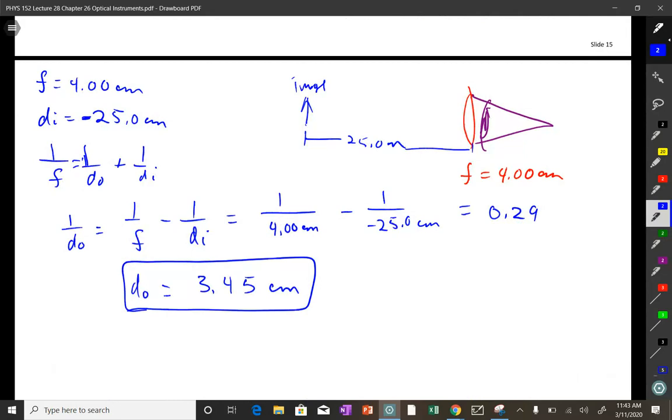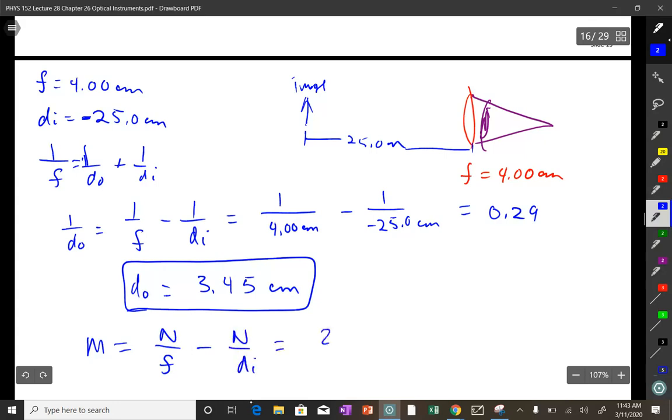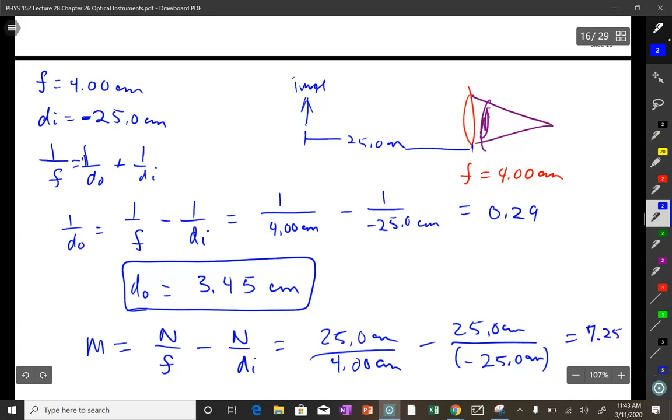And then it asks for the magnification. Magnification is equal to n over f minus n over distance image, which is 25.0 centimeters over 4.00 centimeters minus 25.0 centimeters over minus 25.0 centimeters, equals 7.25, assuming that I can do math.